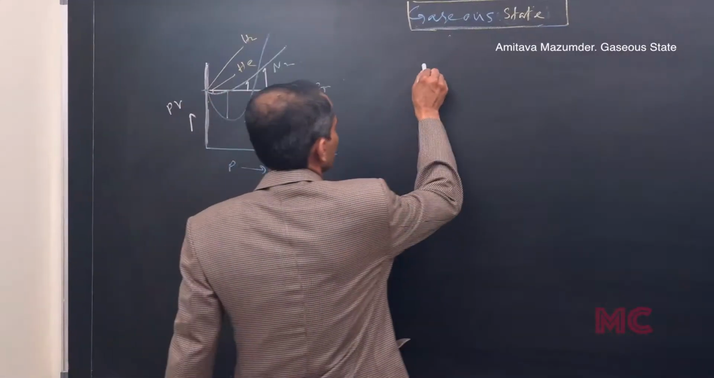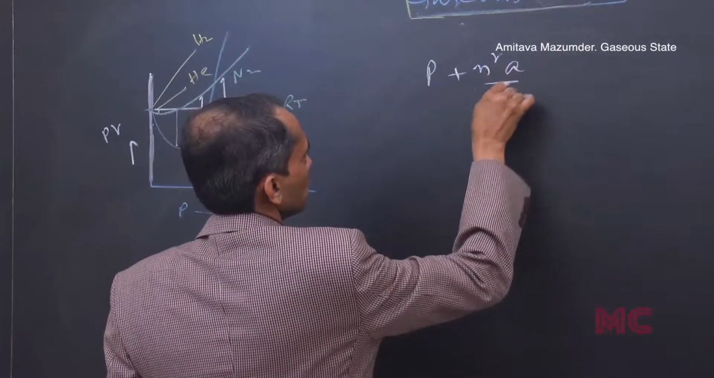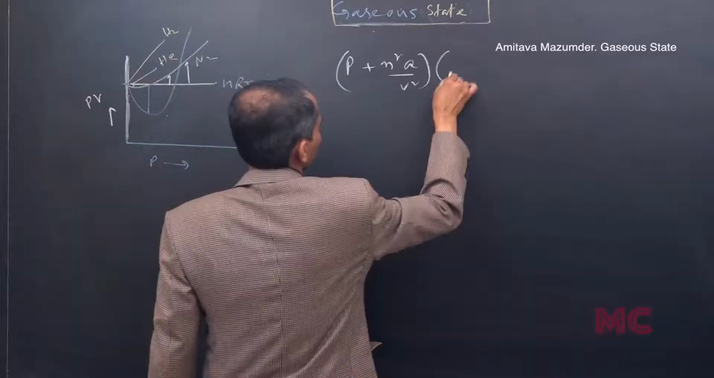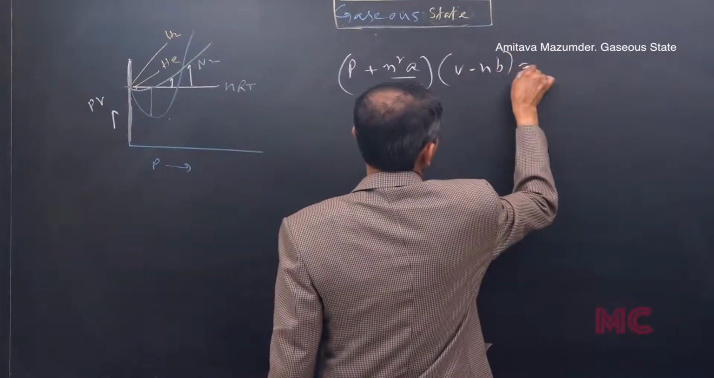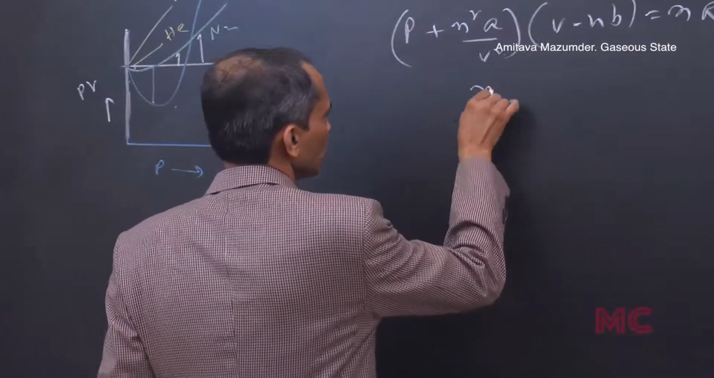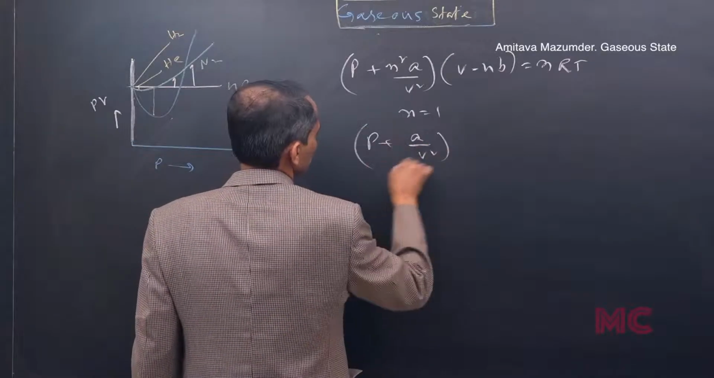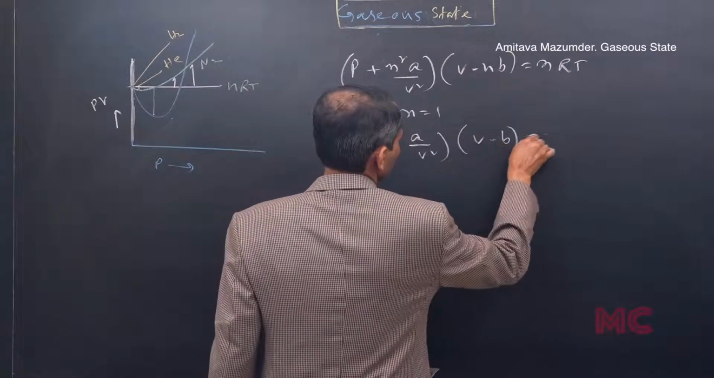So we have seen the van der Waals equation. Once again I am writing (P + n²a/V²)(V − nb) = nRT. If we talk about n equal to 1, again we can write (P + a/V²)(V − b) = RT.